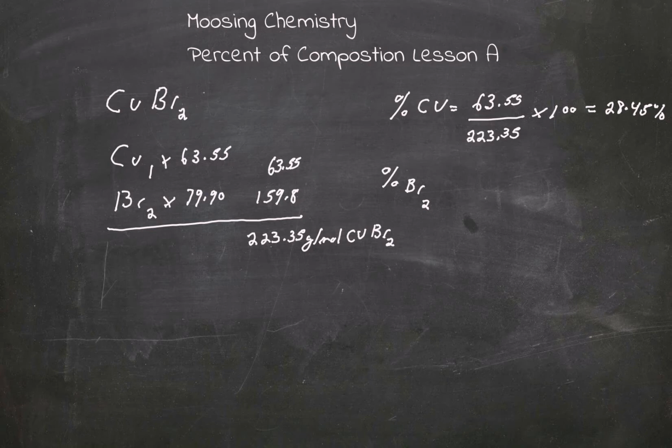Okay, so now we want to know the percent of bromine. So let's go ahead and do that. There are two bromines there, so it's 159.8 divided by 223.35. We times this by 100. So we take 159.8 divided by 223.35, and that's going to give me 71.55%.